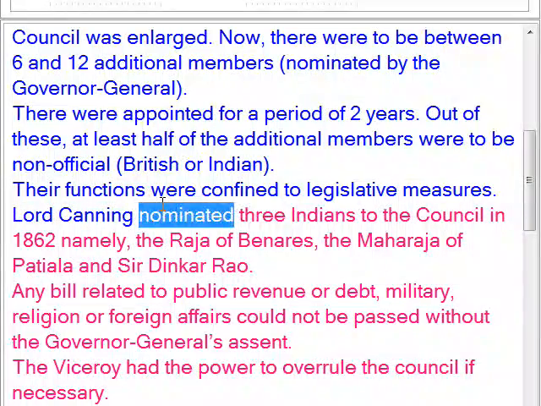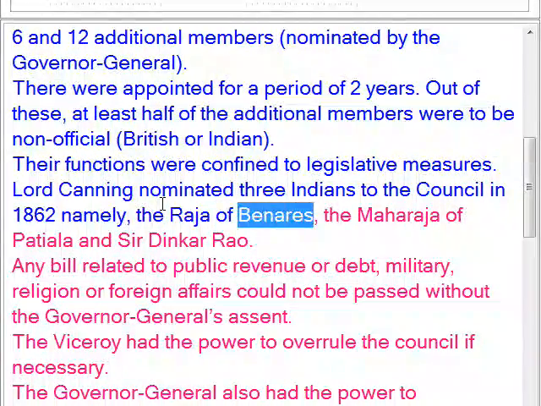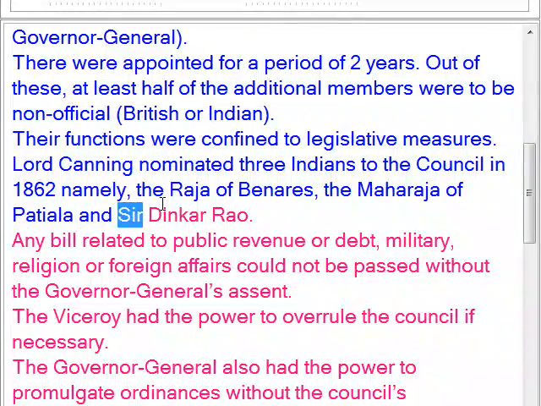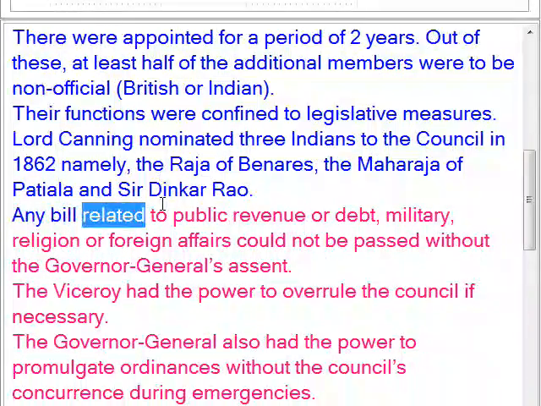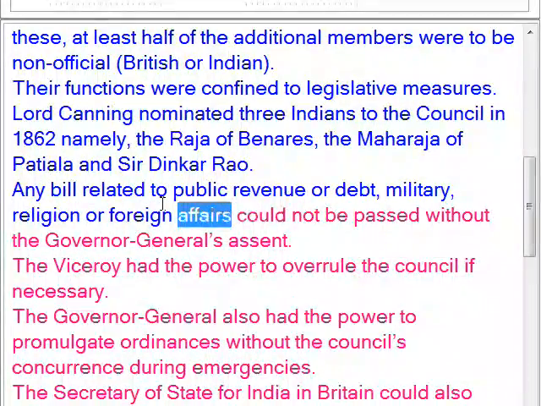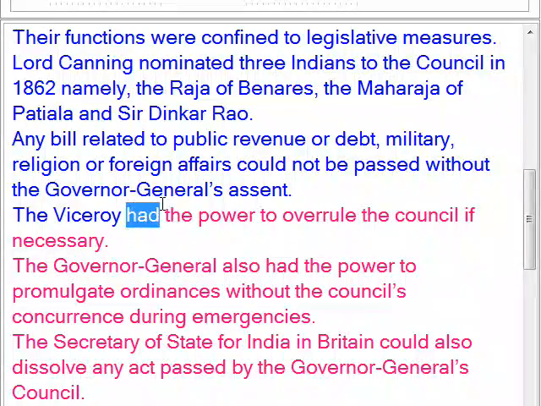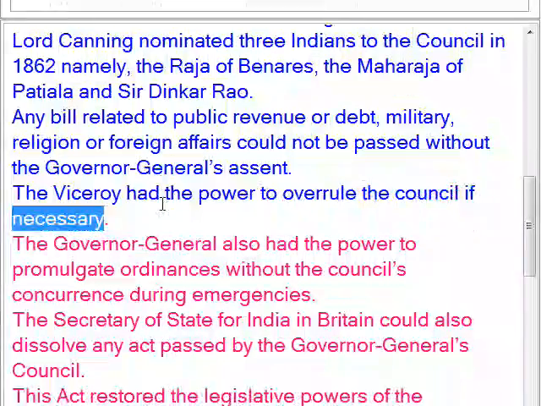Lord Canning nominated 3 Indians to the Council in 1862, namely, the Raja of Banaras, the Maharaja of Patiala and Sir Dinkar Rao. Any bill related to public revenue or debt, military, religion or foreign affairs could not be passed without the Governor-General's assent. The Viceroy had the power to overrule the Council if necessary.